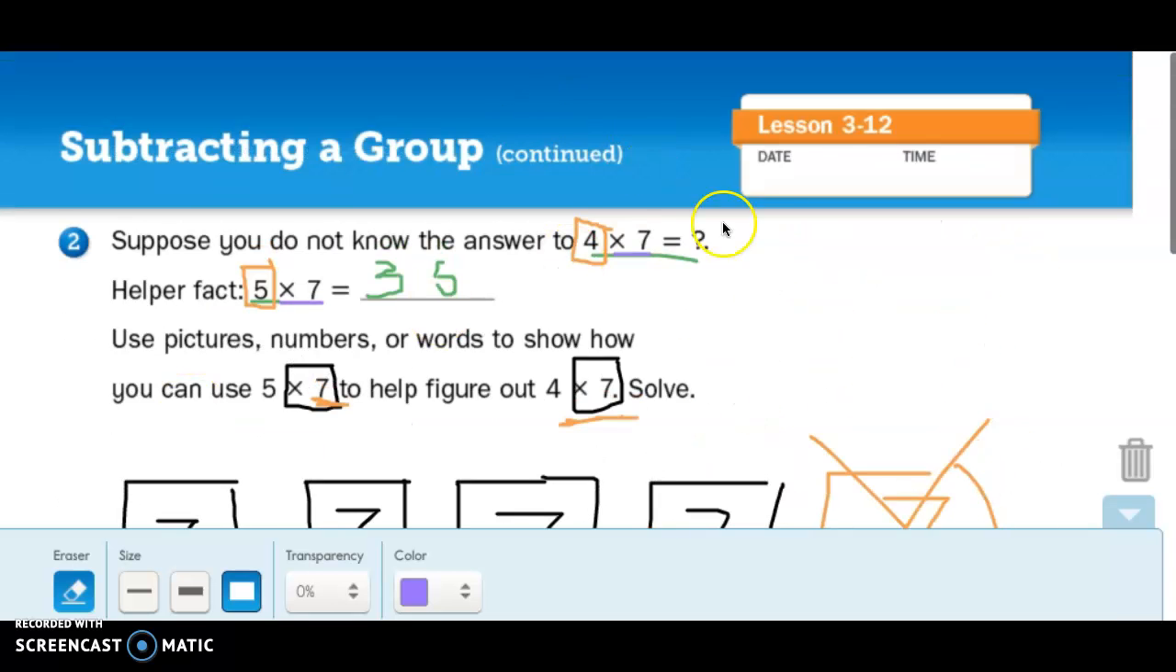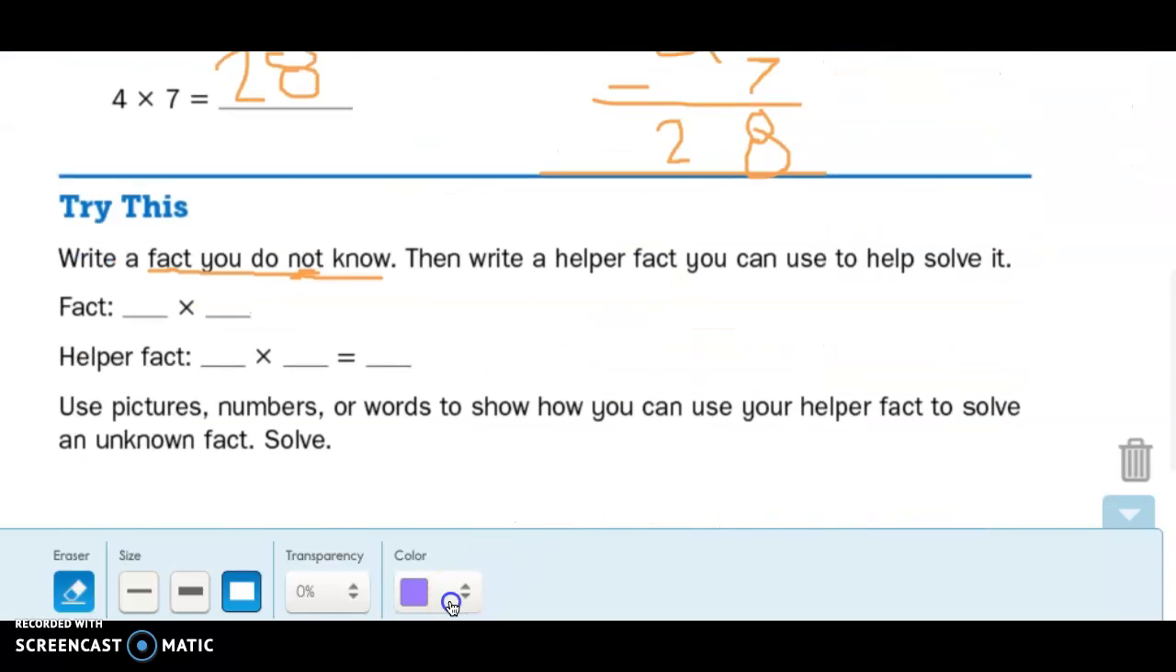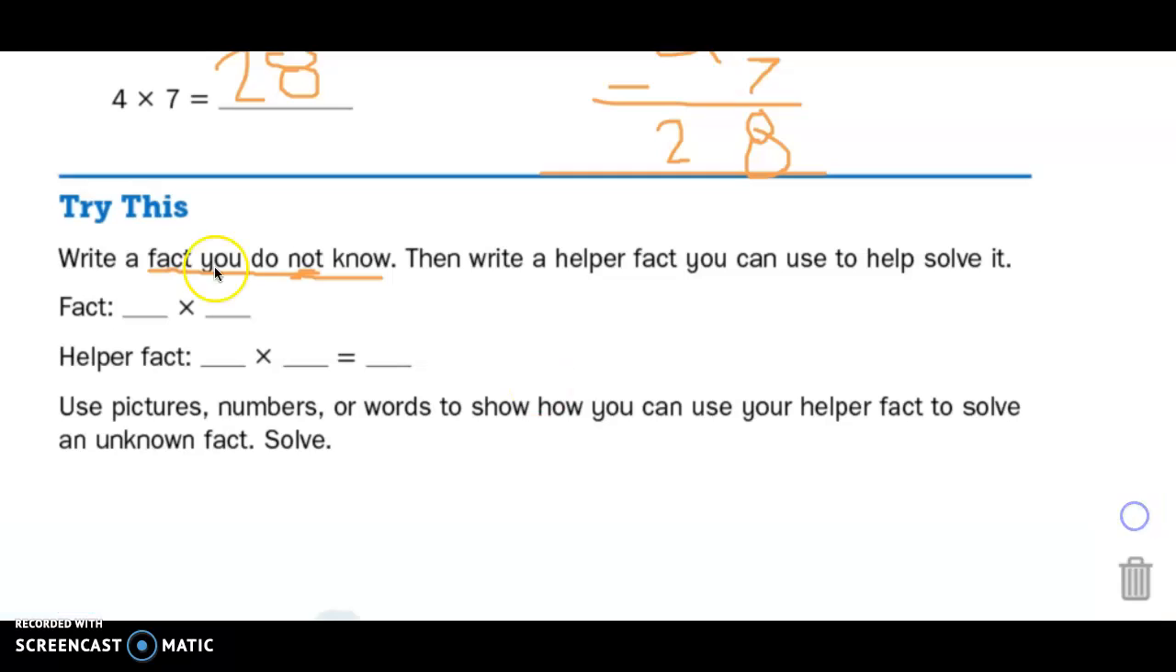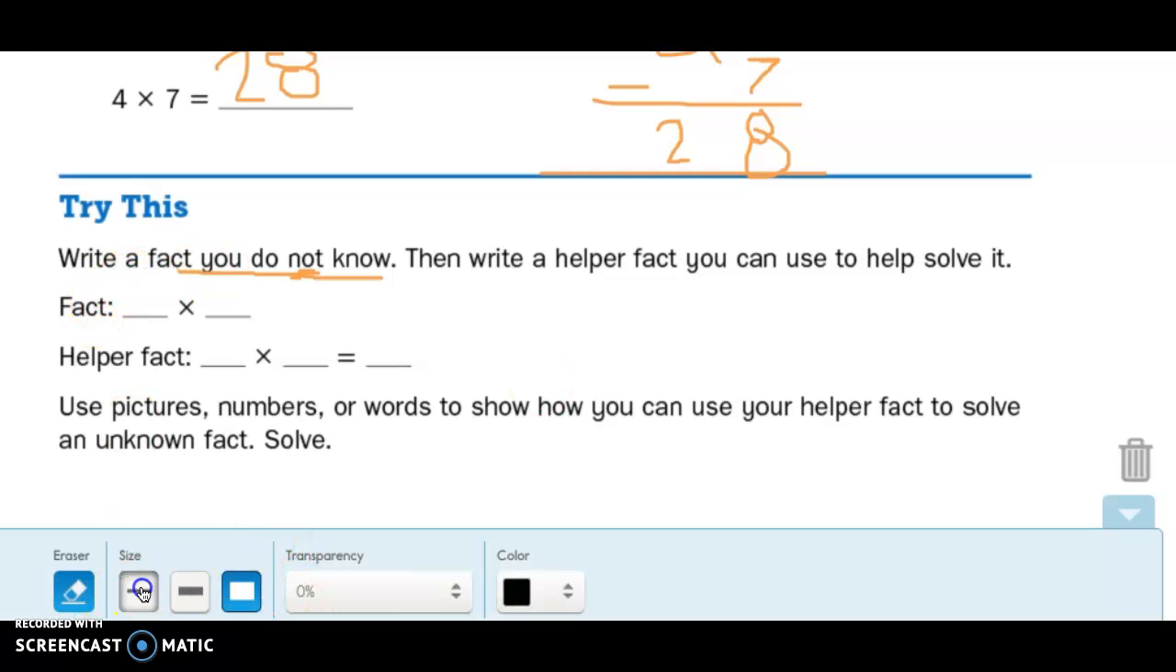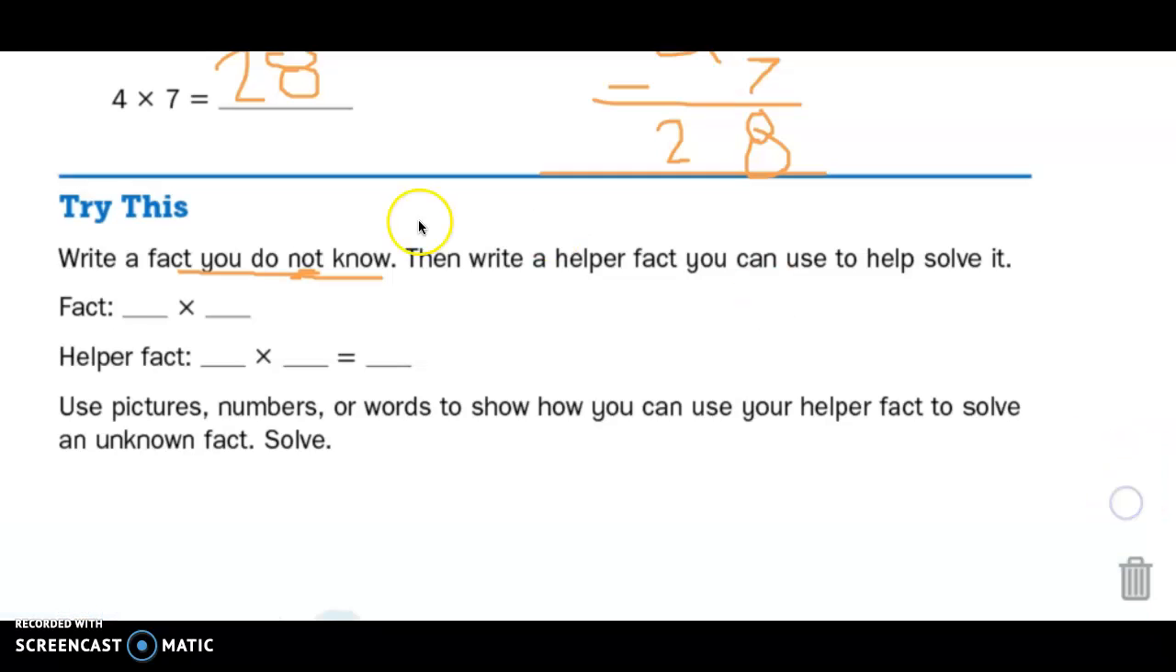You can't use 4 and 7 because they were just used above, but I am going to use that as an example. 4 and 7 could go here because I'm still on the eraser. 4 and 7 could still go here because they're not 0s, 1s, 2s, 5s, or 10s. And then here is how I would figure out my helper fact.